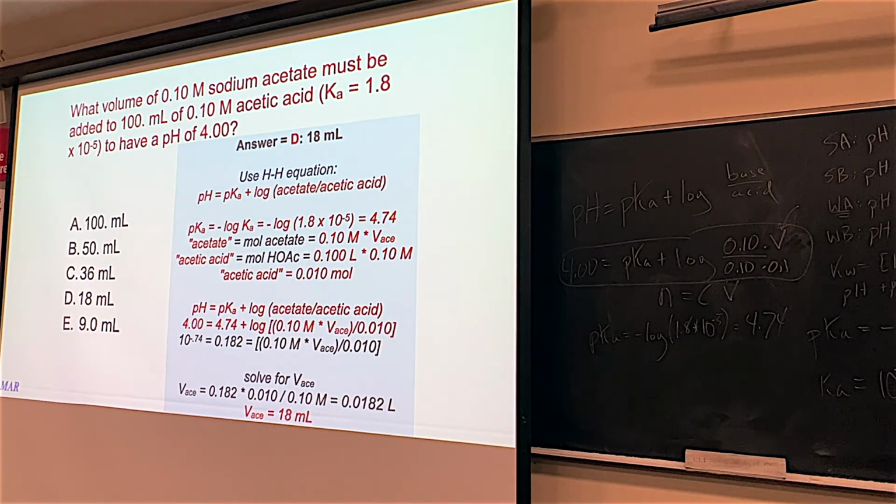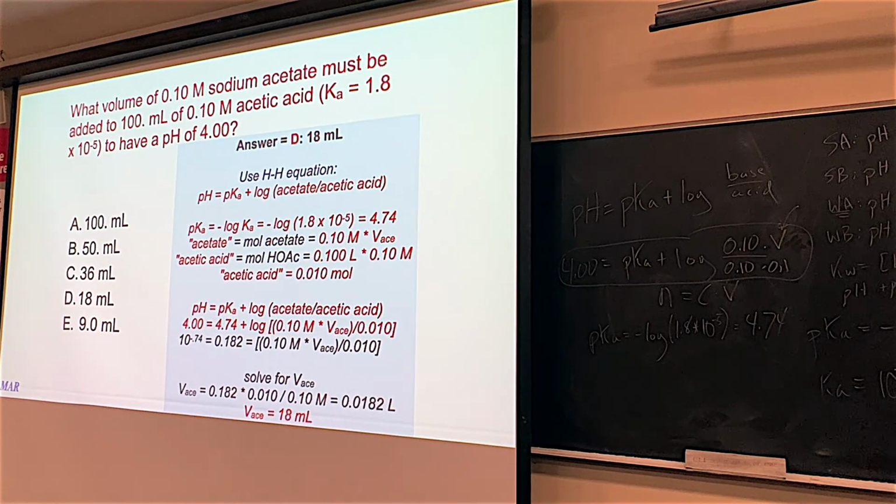And we don't know the volume of the base. So when you solve for it, it comes out to be 0.0182, which is initially in liters. You multiply that by 1,000 to get 18 milliliters in this particular problem. So this is an alternative way to do these kind of things.